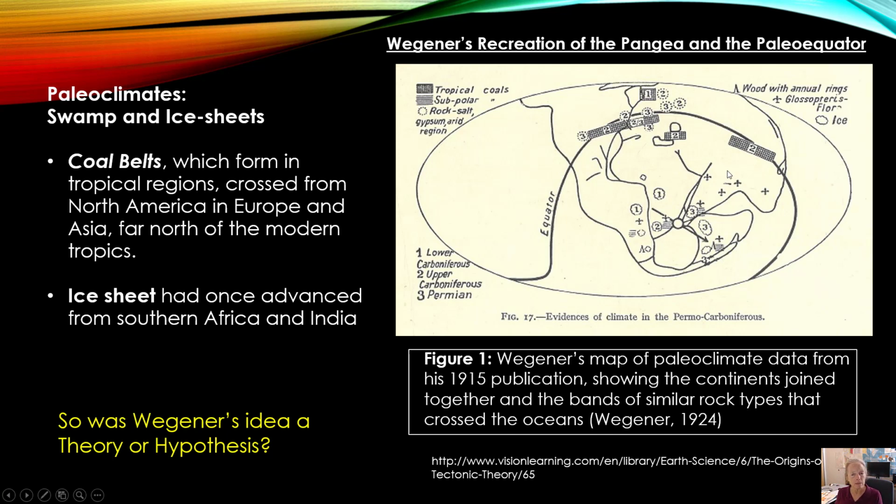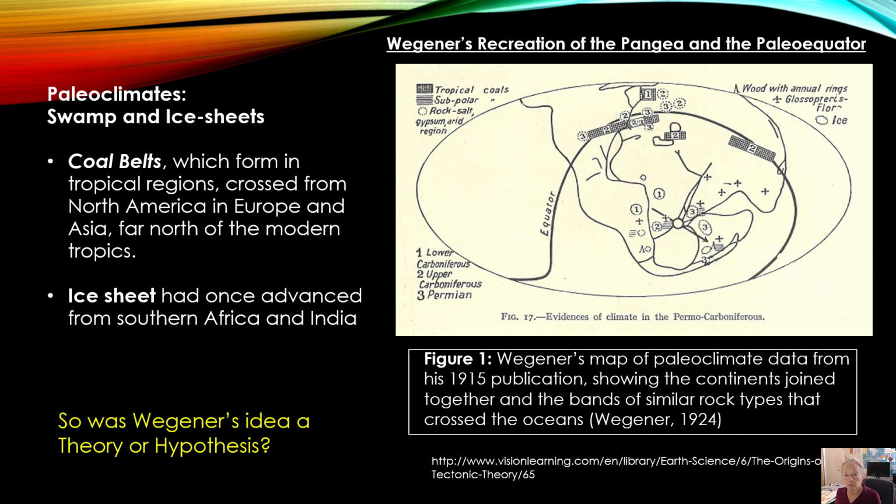The other evidence of paleoclimate would have been evidence of ice sheets. So when you have an ice age and you have mountains of ice that are a mile or 2 thick that are moving across the land, we call those ice sheets.